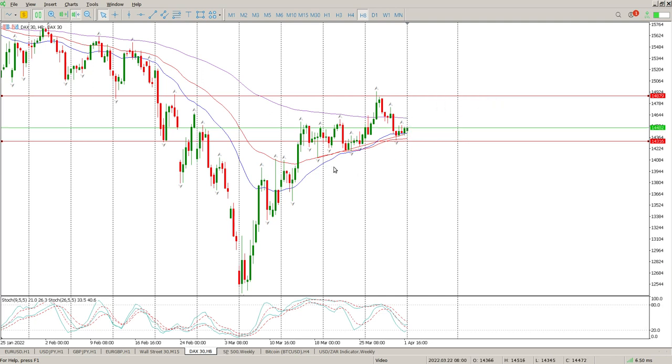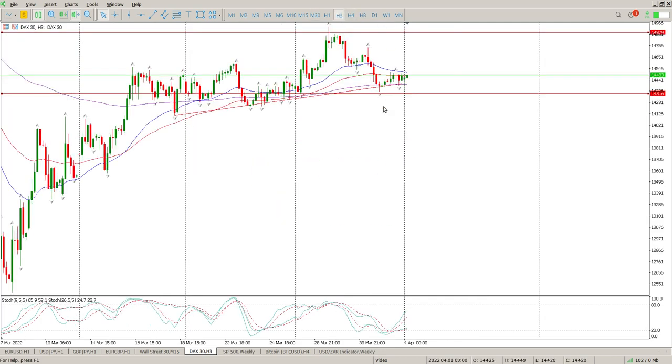A couple of things in the bull's favor: firstly, the moving averages have crossed over. One thing in favor of the bears is we are below the 155. We are coming into what is looking like a bit of a squeeze, and then we also have the oscillators, which are starting to look like they're going to cross over, which is boding well for the bulls.